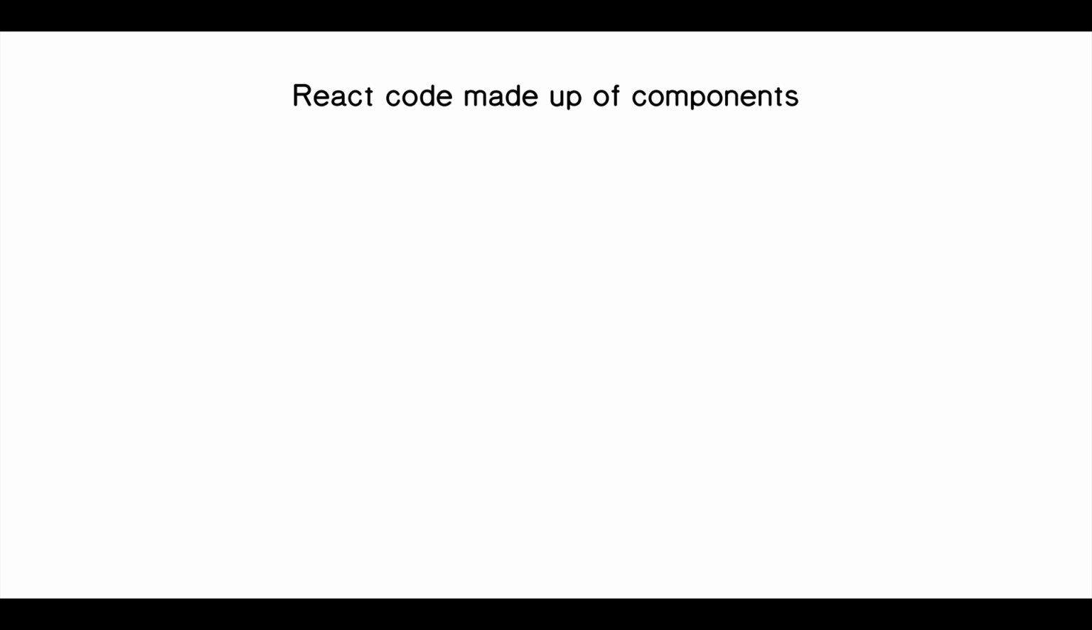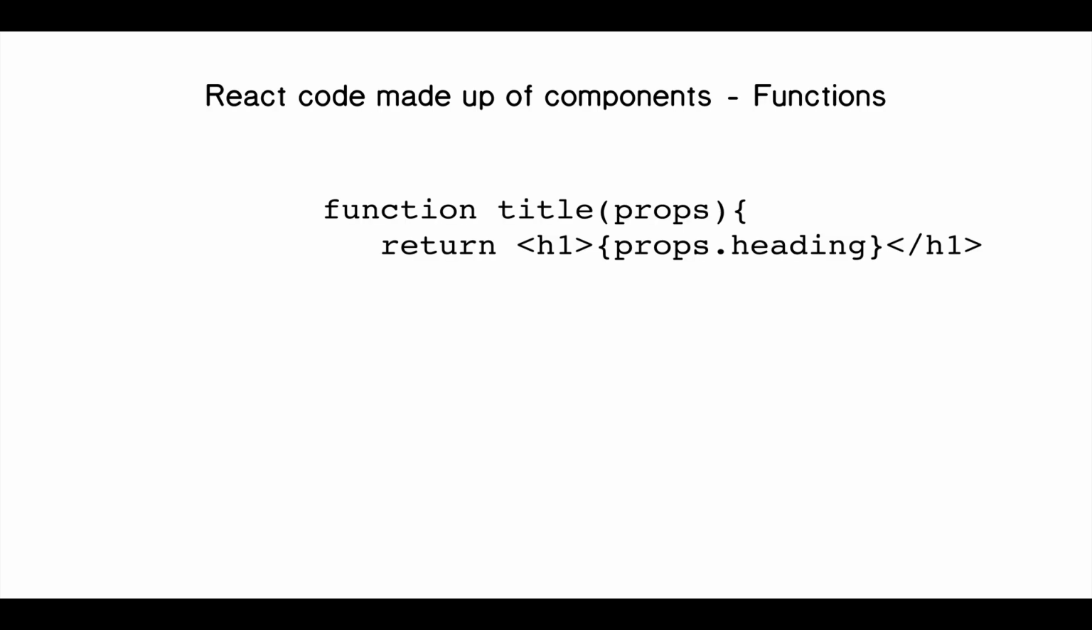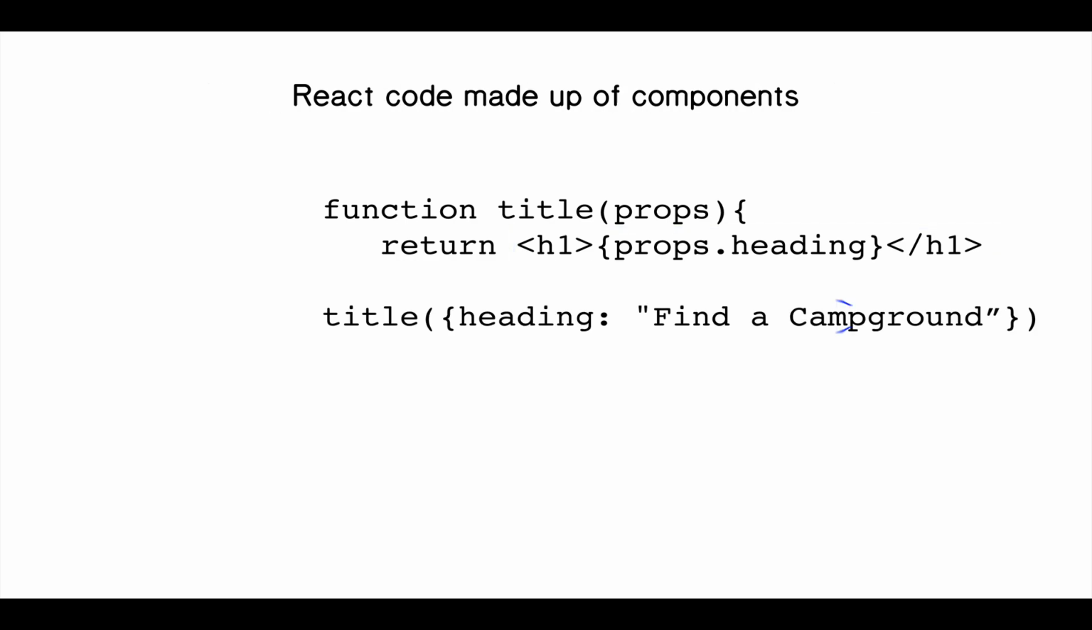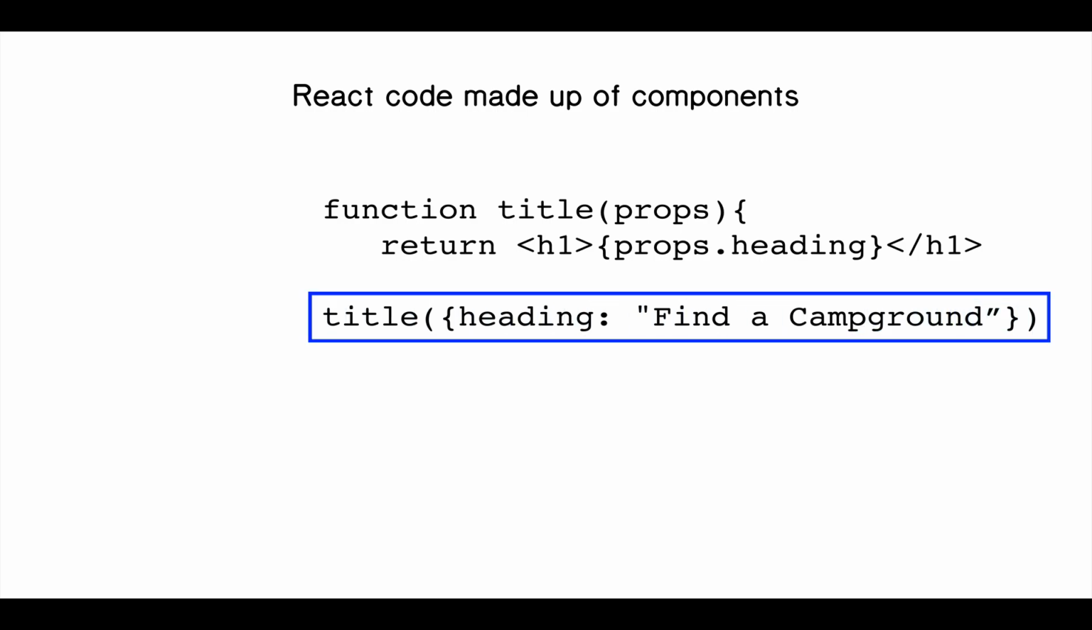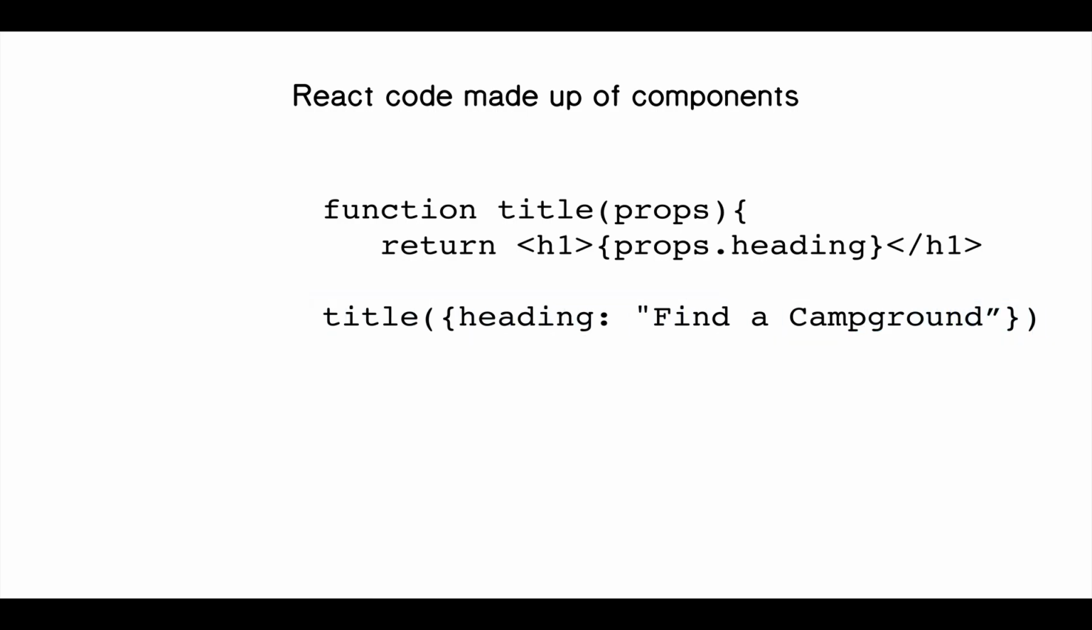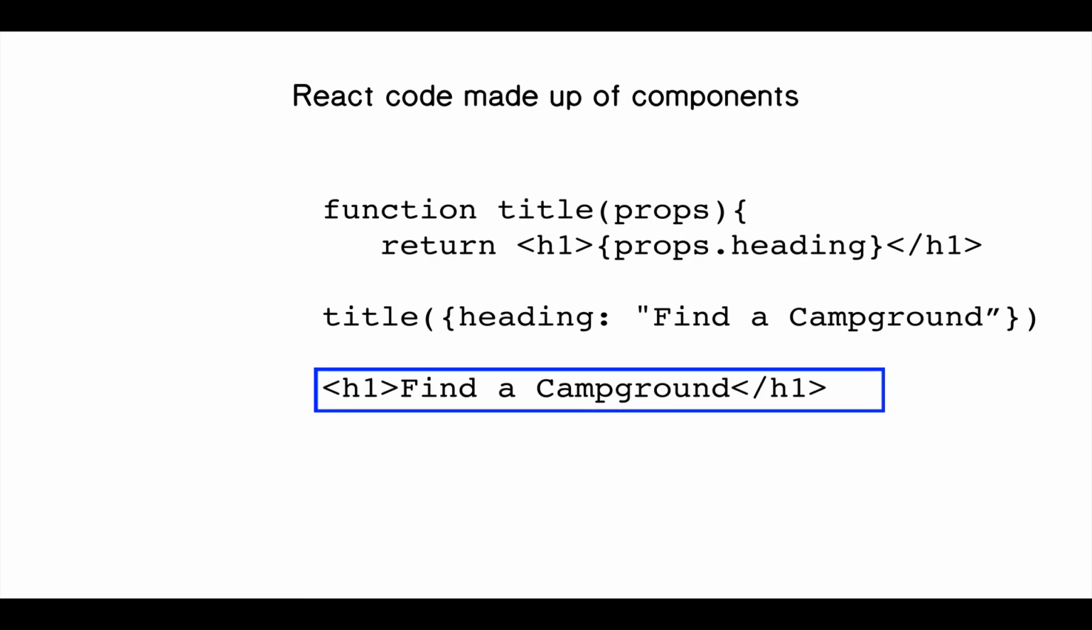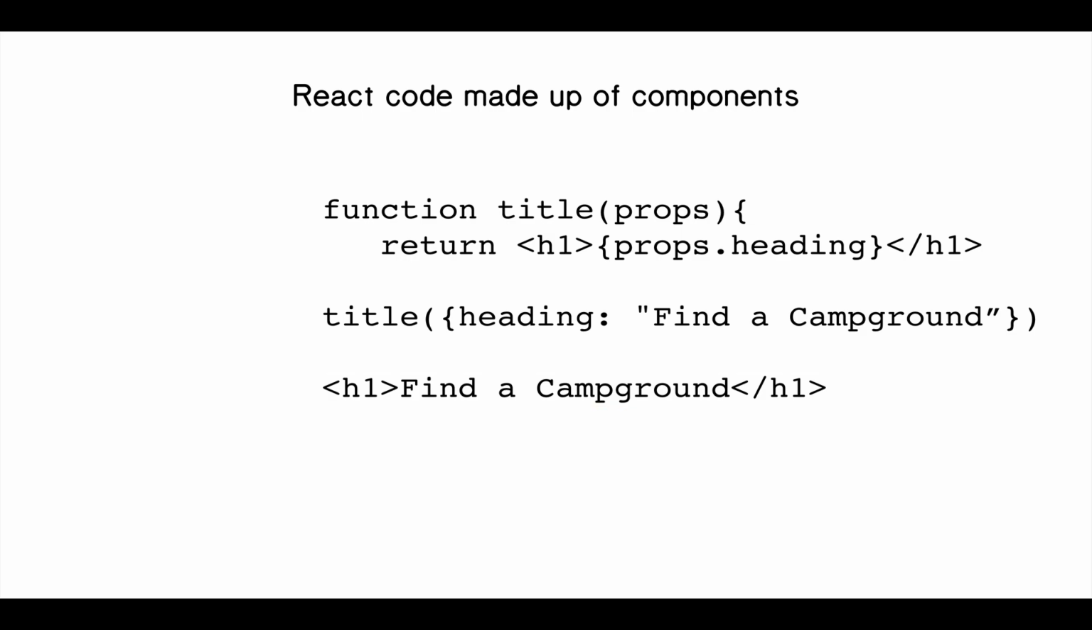Now at the simplest level, these components are functions, like this one shown here, where there's this function Title, it takes an argument props, and it returns this little snippet of HTML, the h1 tag, followed by whatever the value of the props.heading key is. So if we call that function like this, with this JSON, with the key heading and the value Find a Campground, it'll construct or return that little bit of HTML, Find a Campground, enclosed in these h1 tags. So I'm hoping that's a simple example of how these functions work.